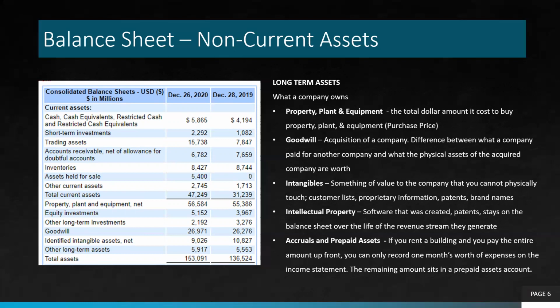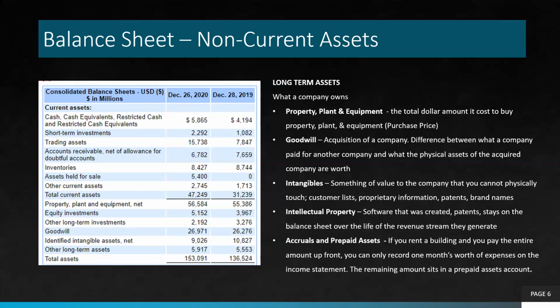Goodwill indicates the acquisition of a company. So something happened with Intel where they purchased another company. We'd have to do more research to find out who they purchased. And it's the difference between what Intel paid for this other company and what the amount of the physical assets of that other company are worth.